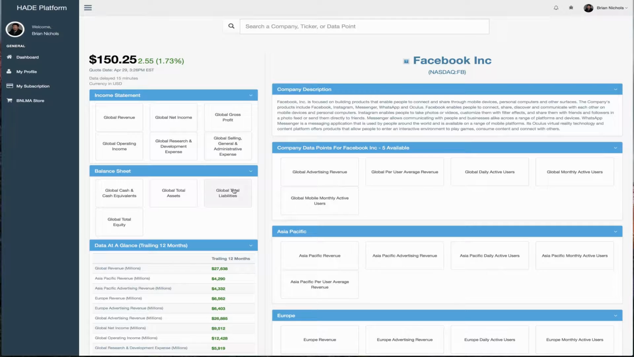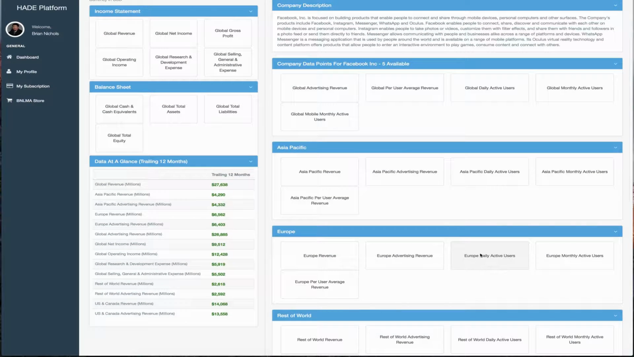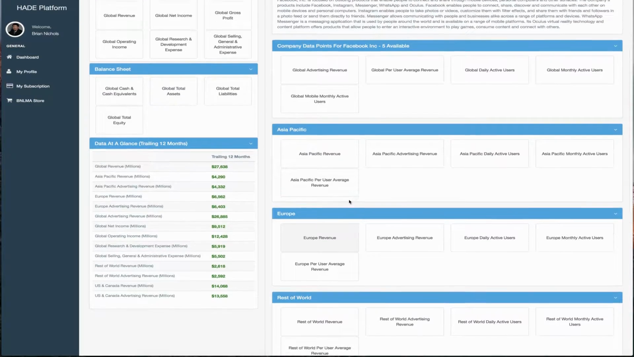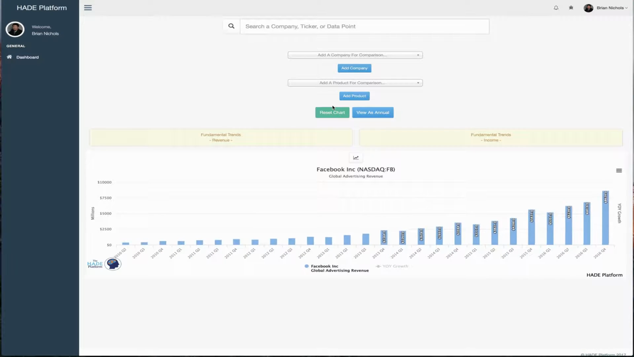This is where you can find data for both a company's income statement or balance sheet, which can also be found at Morningstar, Yahoo Finance, or anywhere else, but also, more importantly, unique data that cannot be found anywhere else, such as global advertising revenue, Asia Pacific daily active users, Europe revenue, data that you must search through SEC filings or hope that some blogger has found it for you somewhere down the line. Still, how we visualize data is second to none.